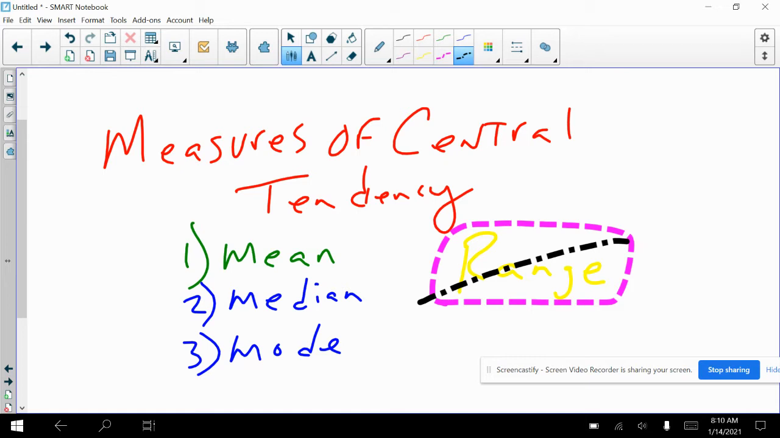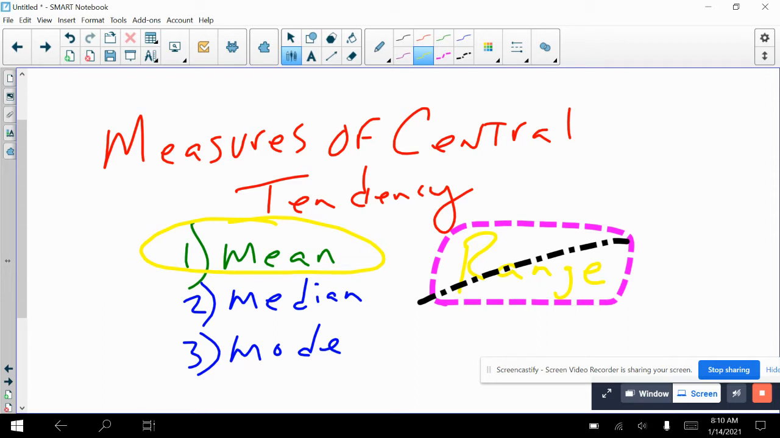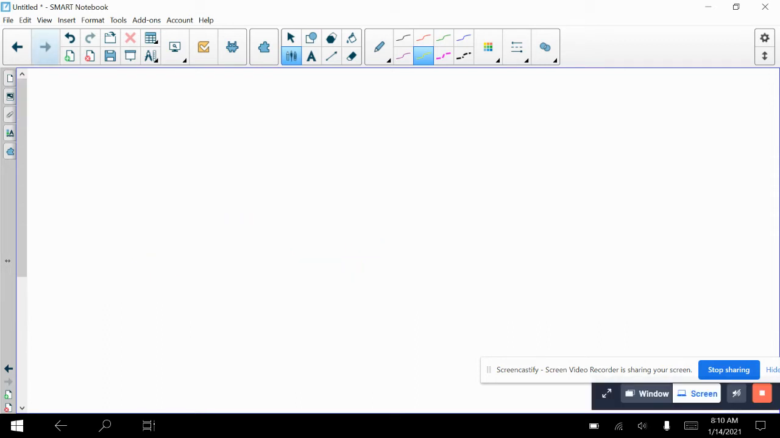You hearing me? Okay, don't let that happen to you. Range is not part of central tendency. There are only three: mean, median, and mode. And today we're only talking about one, and that's the mean. We will revisit the measures of central tendency for sure, but I just wanted to throw that out there to you today so you have an idea of what we're talking about. Again, today we are only focusing on the mean. That's it. All right, here we go.